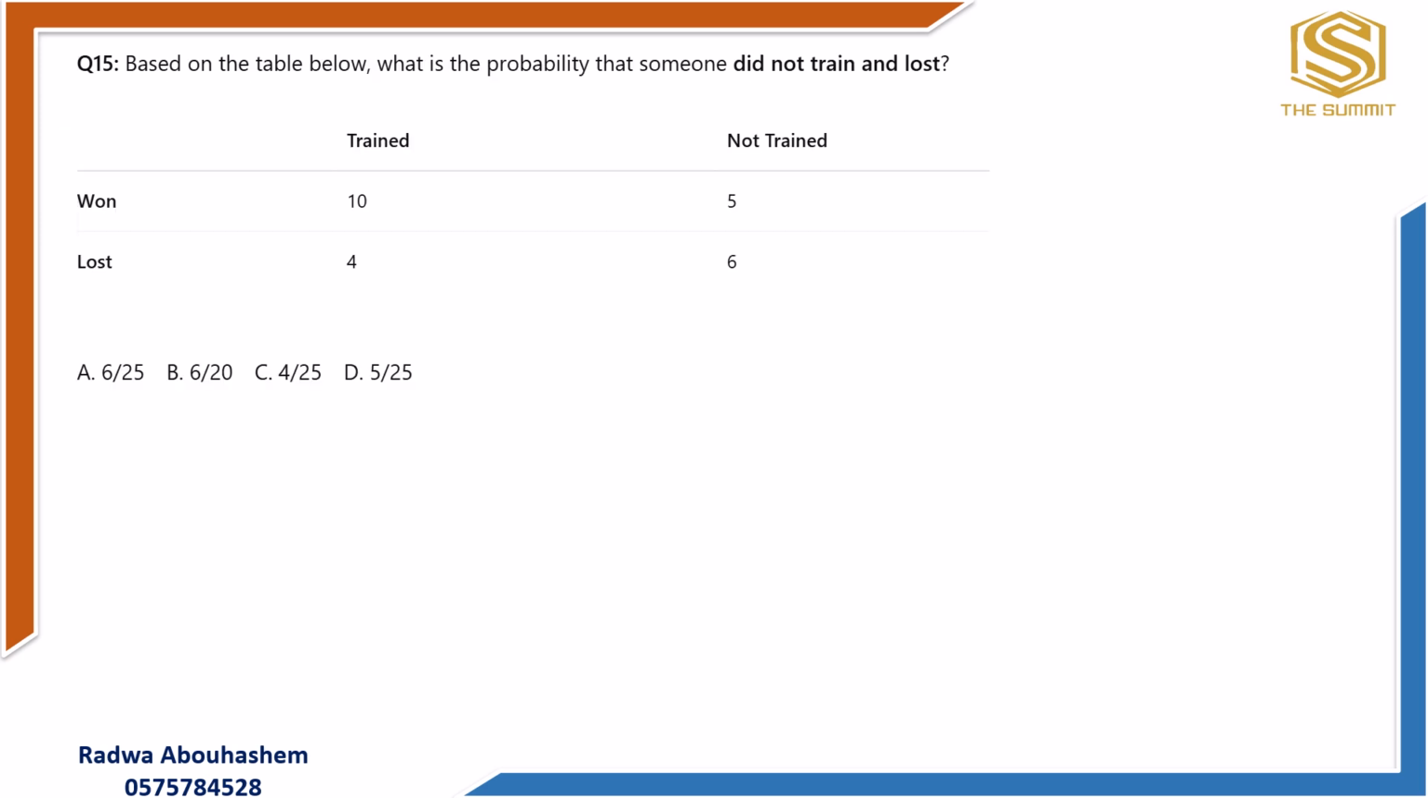Based on the table below, what is the probability that someone did not train and lost? The total first is 10 plus 5 plus 4 plus 6, which gives 25. So the total is 25. Did not train and lost is 6, so 6 over 25. The answer is 6 over 25.